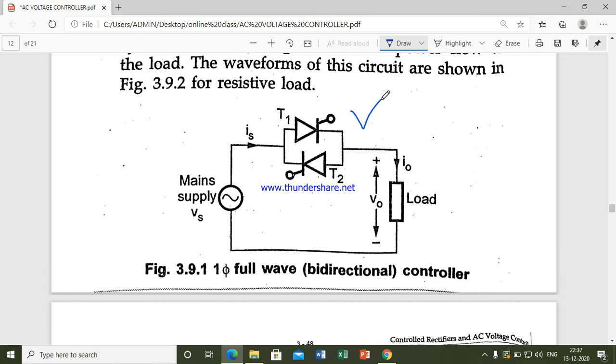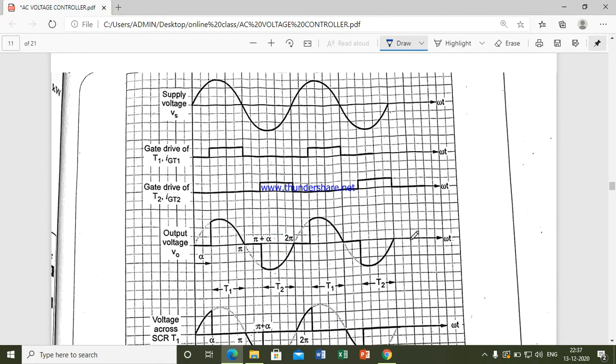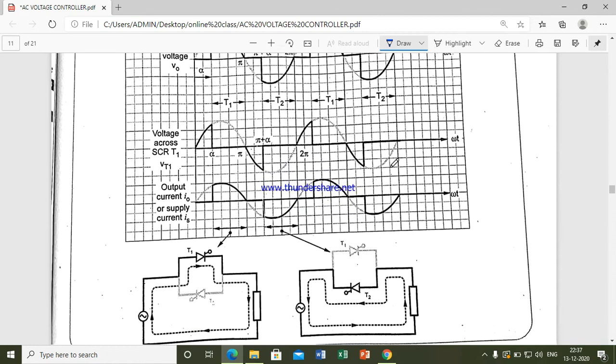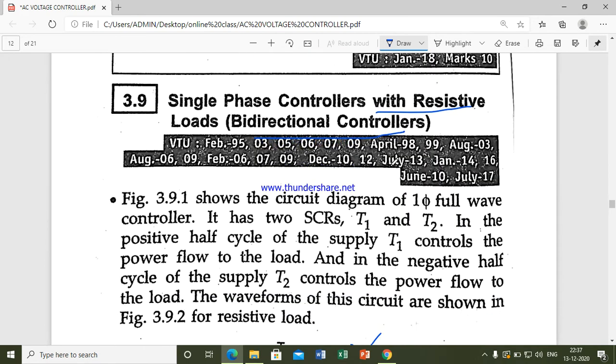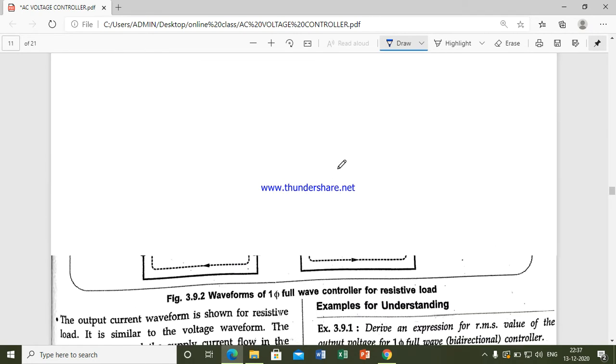You can see this single phase full wave bidirectional controller. This circuit looks similar to the on and off controller. You can just look at the waveform for that. But actually the operation of this bidirectional controller is somewhat different. In that on and off controller, you have done on for m cycles and off for n cycles, but in this bidirectional controller it is somewhat different.